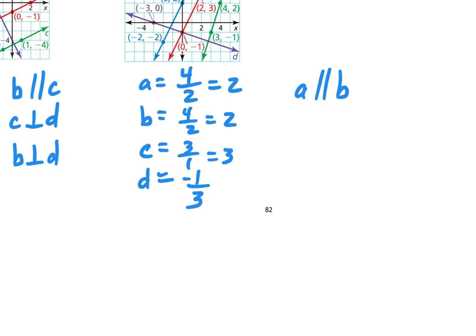And then, do we have any that are perpendicular? C and D. Yep. C is perpendicular to D. Okay, and then that would be it. Those are our parallel and those are our perpendicular.